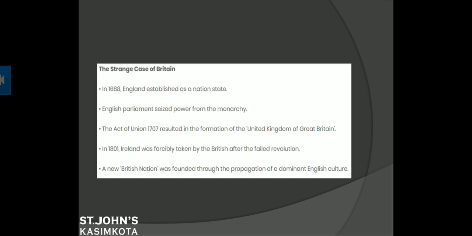The strange case of Britain. So England was established as a nation state. The English Parliament seized power from the monarchy. The Act of Union 1707 resulted in the formation of the United Kingdom of Great Britain. In 1801, Ireland was forcibly taken by the British after a failed revolution. A new British nation was founded through the propagation of a dominant English culture.